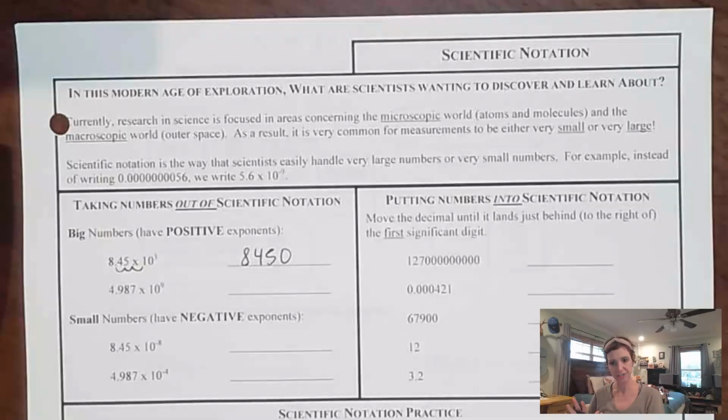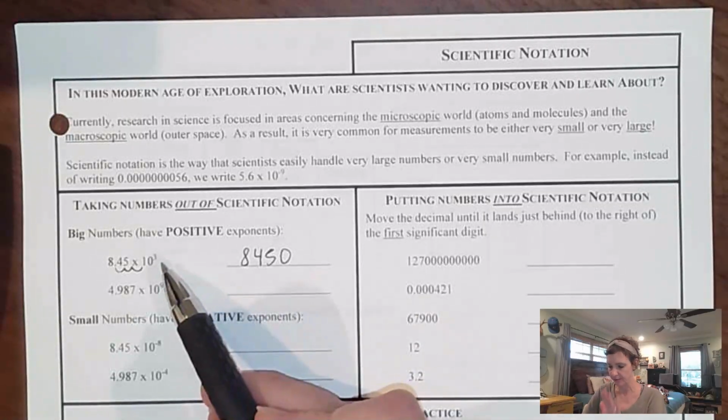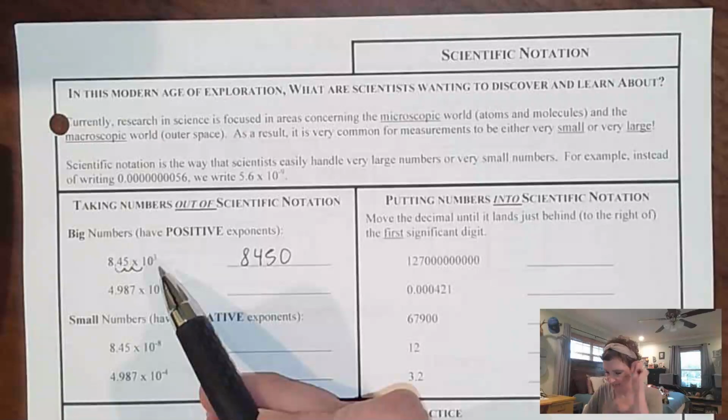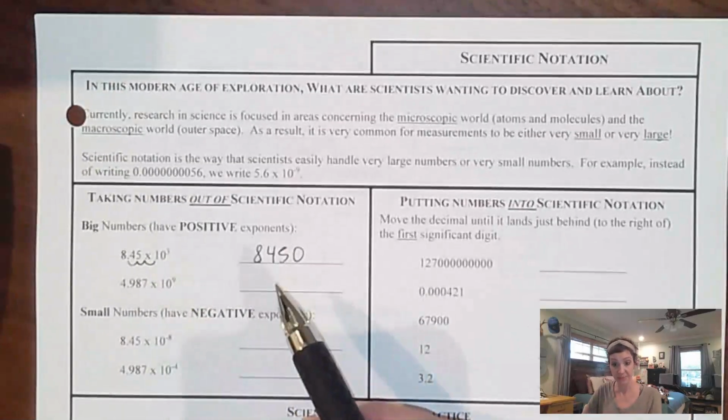Yes, and a great way to check is you can go back to your exponent and be like, great, that was a positive exponent and we got a big number. I moved my decimal the right way.